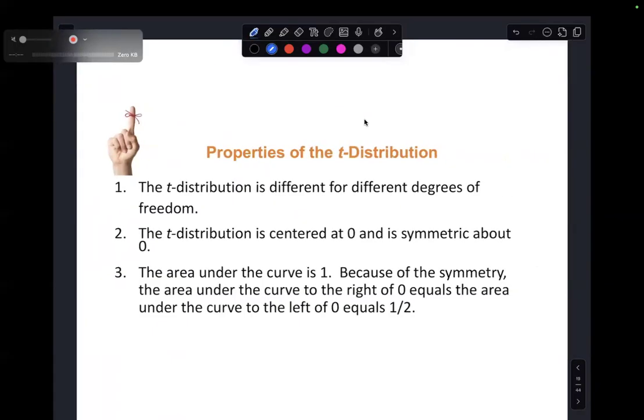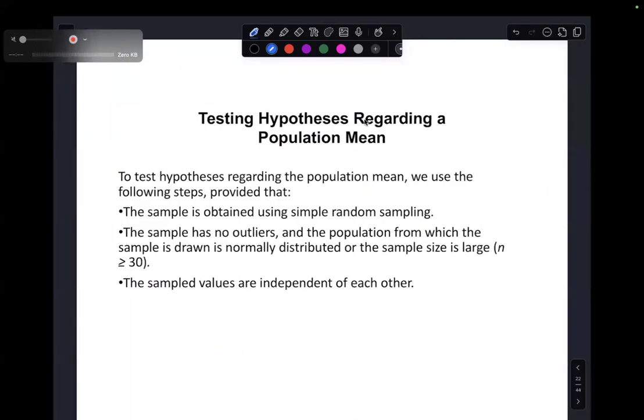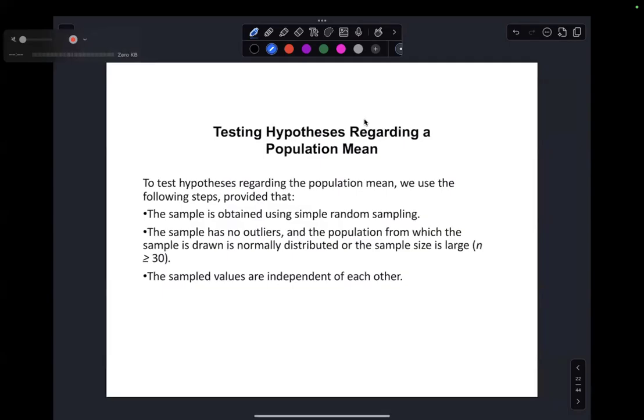So remember, you don't have to remember all this. The t-distribution is different for different degrees of freedom. It depends on your sample size. It's centered about 0, symmetric about the mean, all that stuff, and we don't even care about all that. What we're going to do, again, is the stuff you need to show on your test. When I say to show all the steps, this right here is what I mean.